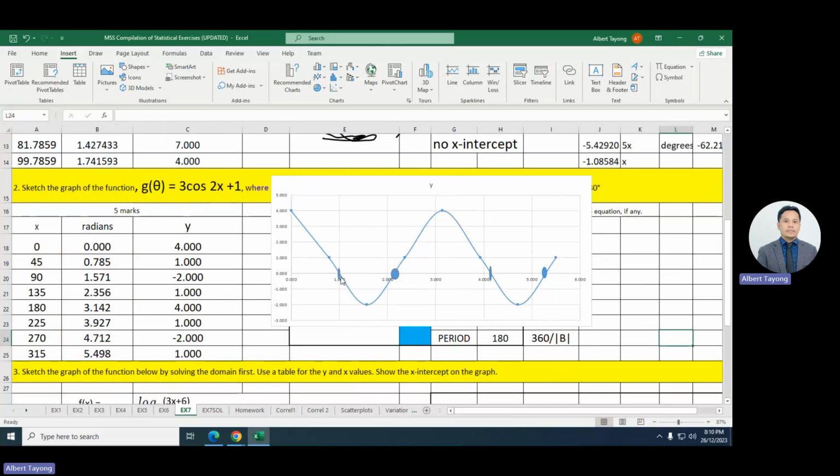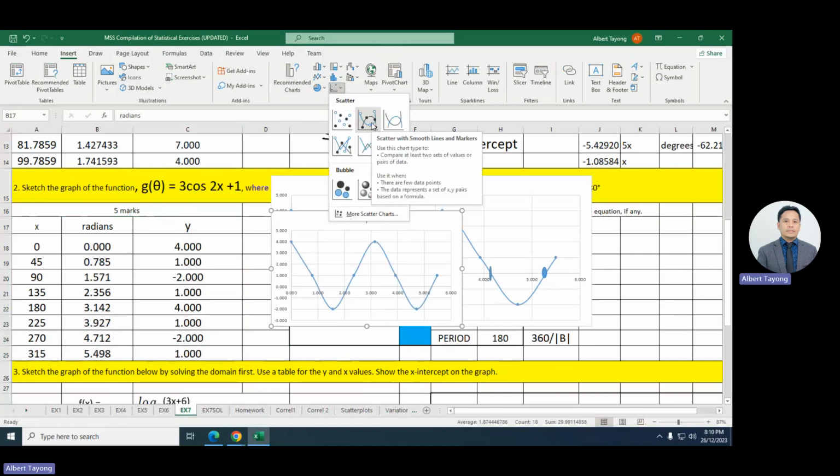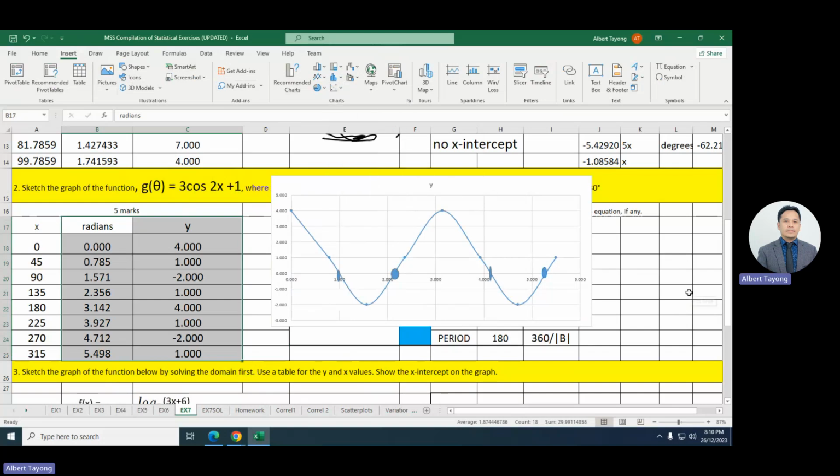Okay. Again, insert shapes and this one. And label the intercepts. This. No comment. That's it. Select these two. And then insert, scatter, the second one. Okay, safe?